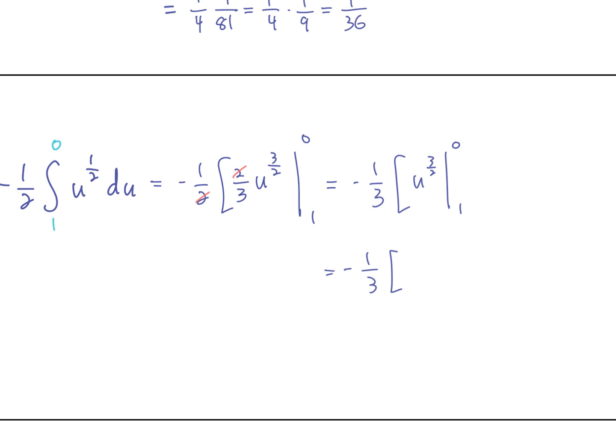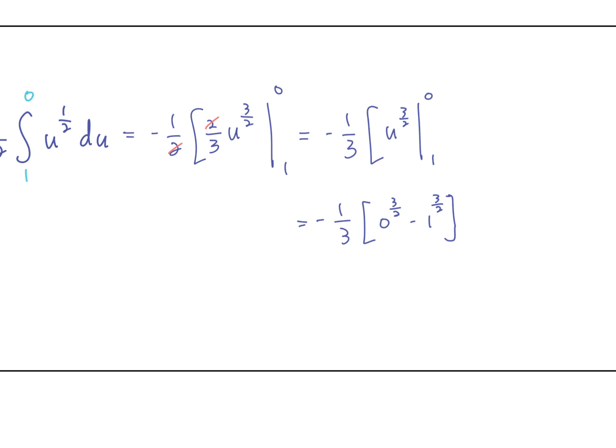And then evaluate this. So plug in the top limit: 0 to the 3/2, minus plug in the bottom limit: 1 to the 3/2. And then now we'll evaluate this. So that's just 0 minus 1, which is negative 1. And so that's just positive 1/3.